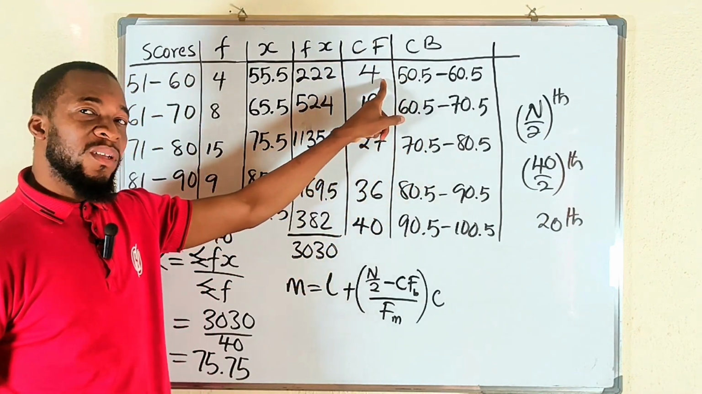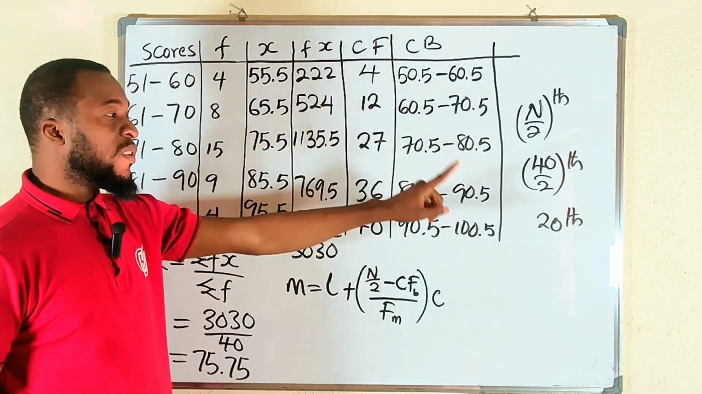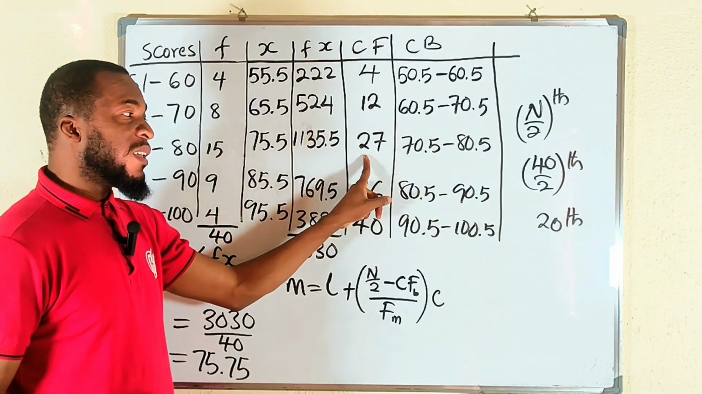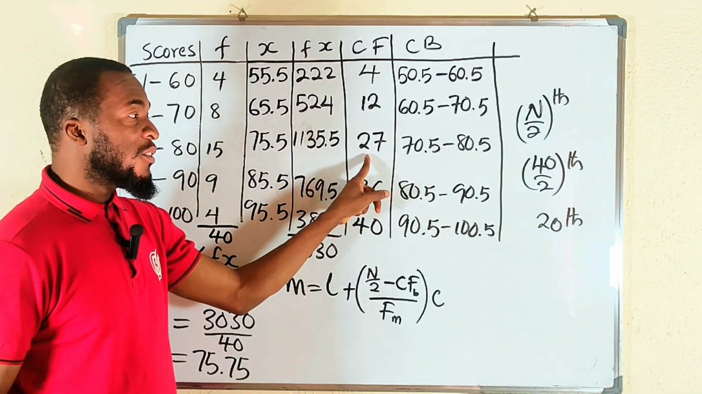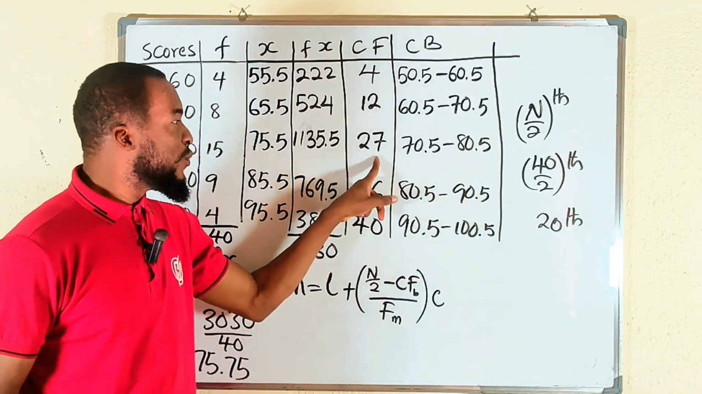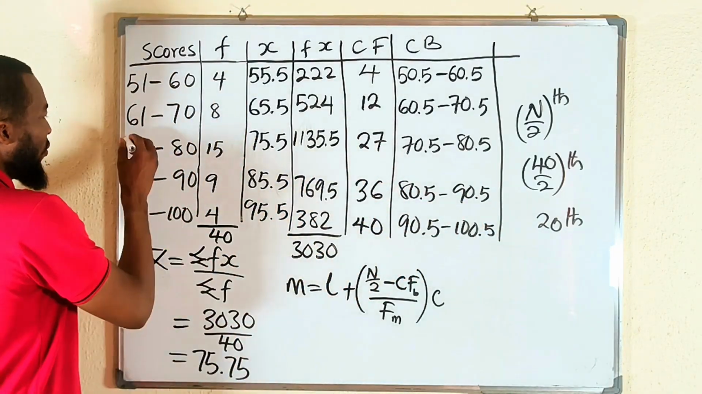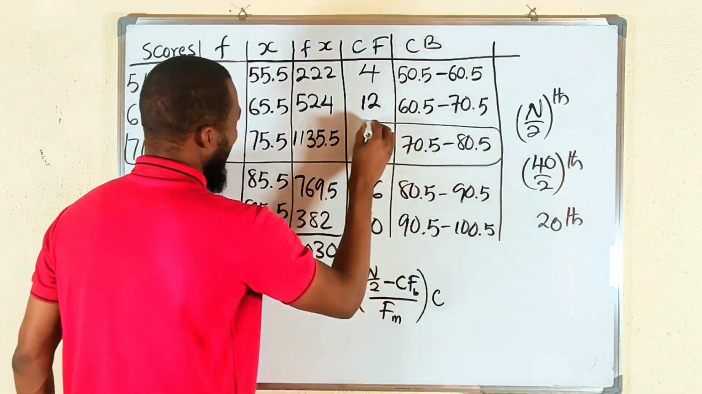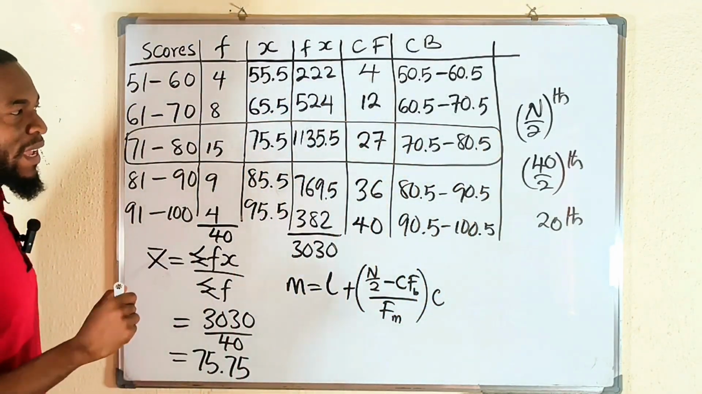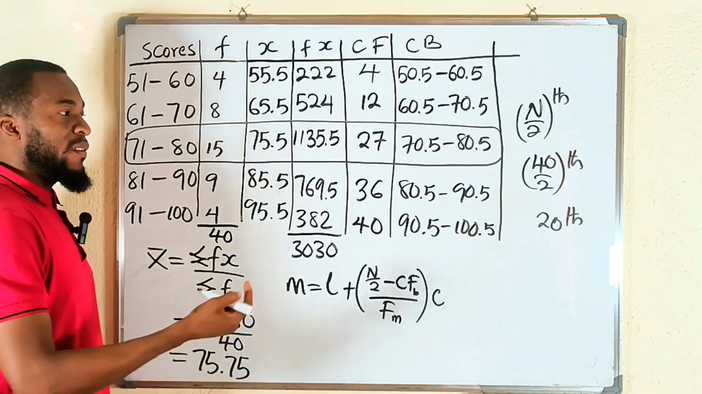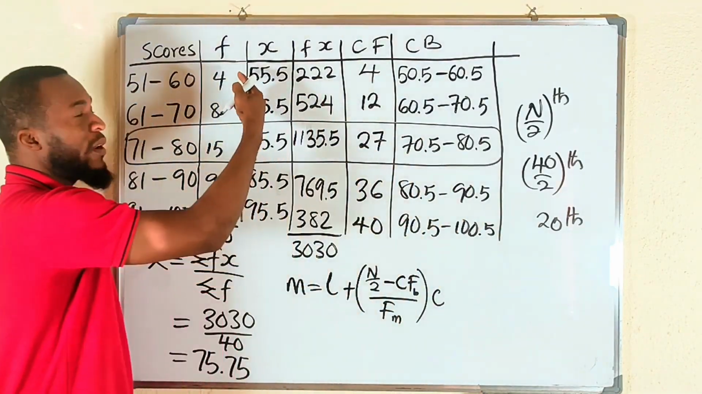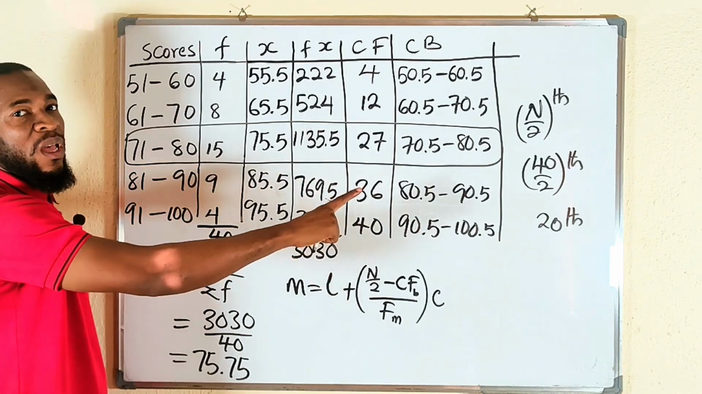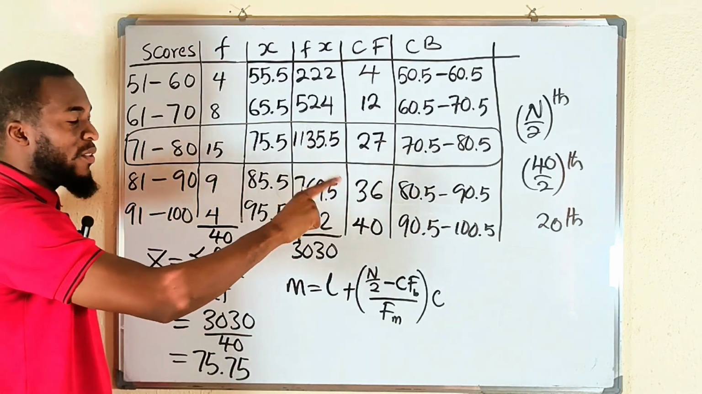You can see this is 40, but this is 4, which is less than that. 12 is less than that. 27 is more than 20. So it means that this 20 is within this range. So this is the, what do we call it? Median class. This is the median class. Another way you can do that, since you got 20, you can come under frequency, keep on adding. This plus this, you keep on adding till you get to a position where 20 is located.